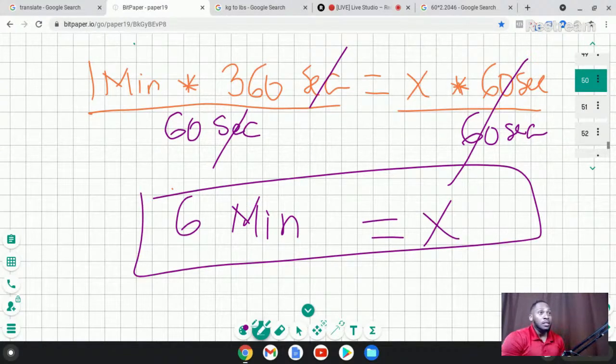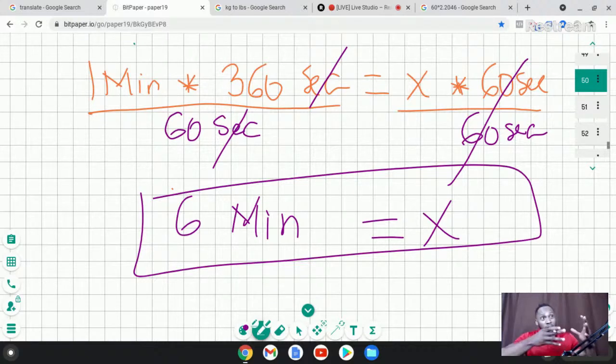Now, it's the same thing we did here. We start with the relationship. We say, hey, I have 1 minute. I know that's equivalent to 60 seconds. And that's the only relationship you need to know. You don't even need to know it backwards, what 1 second is in minutes. You know that relationship. You just put it down.